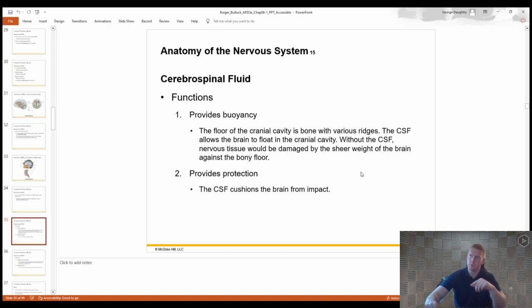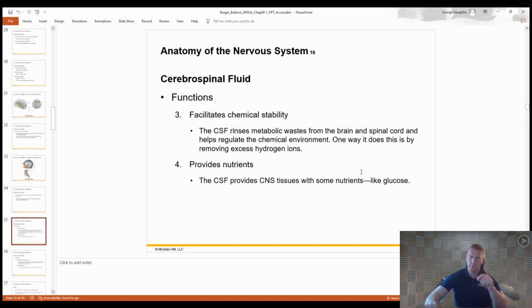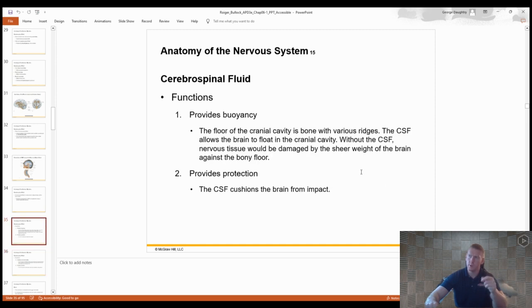Now, cerebrospinal fluid serves a couple of functions here. The primary functions are listed: provides buoyancy, right? That's essentially saying the floor of the cranial cavity is the bone with various ridges. The cerebrospinal fluid allows the brain to float in the cranial cavity. Basically, you don't want the brain touching anything. You want it to not come into contact with the bony floor of the skull, right? You don't want it in contact with anything, right?